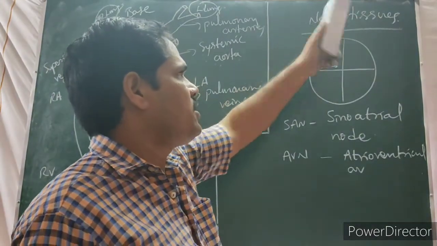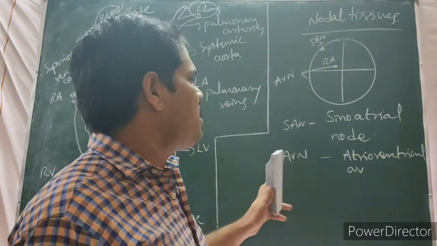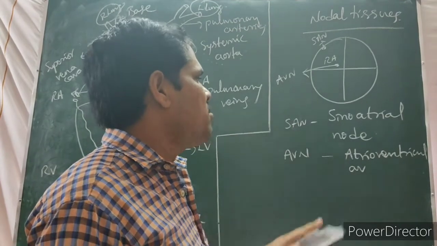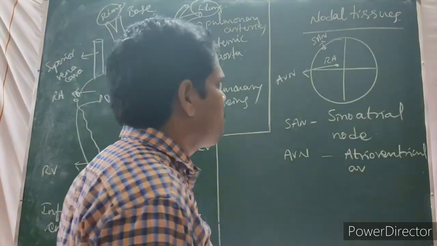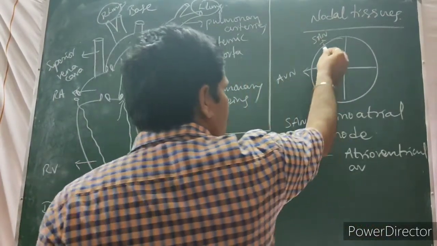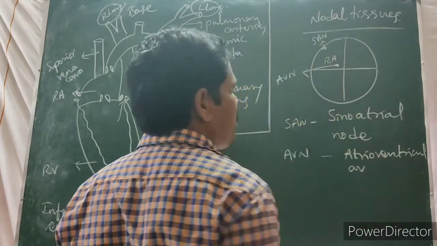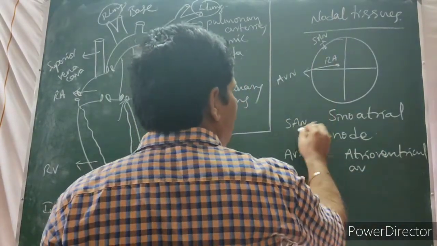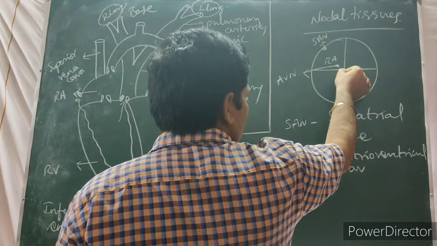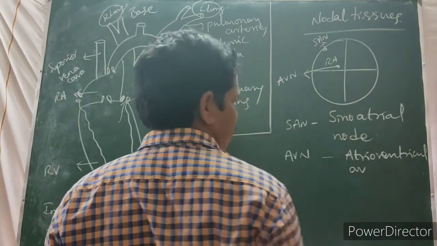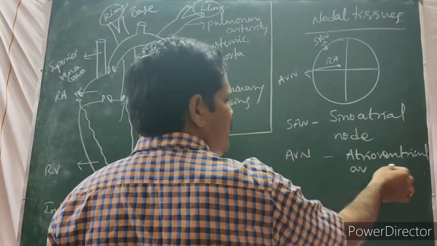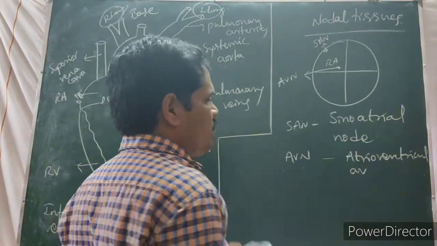Under the nodal tissues are the SAN and AVN. What is this SAN? Sinoatrial node. Where is it located? It is located in the right atrium, on the upper right corner of the right atrium. Then the AVN is present at the bottom of the right atrium on the left side. These are the sinoatrial node and atrioventricular node.